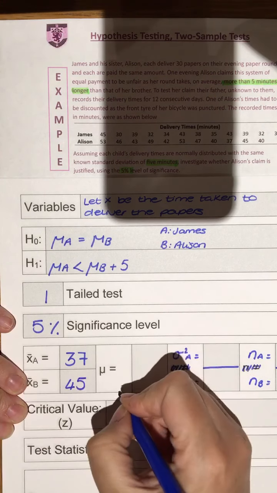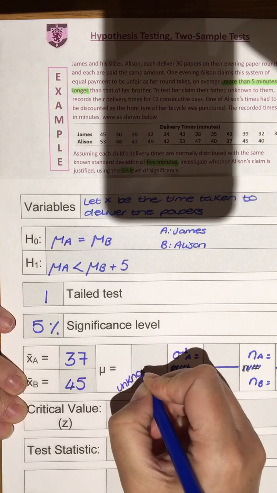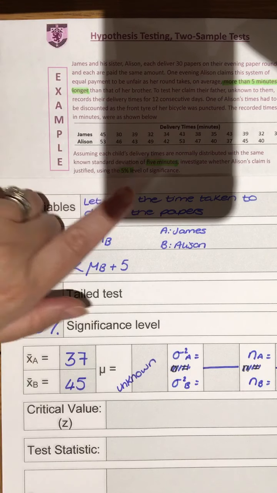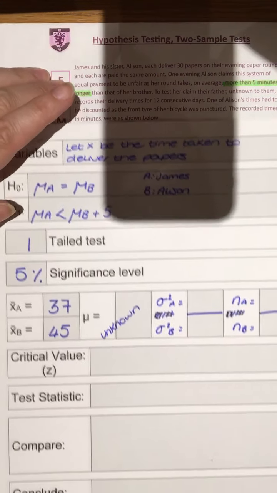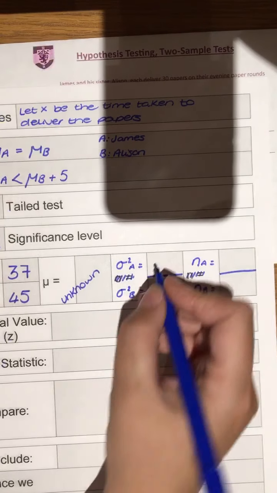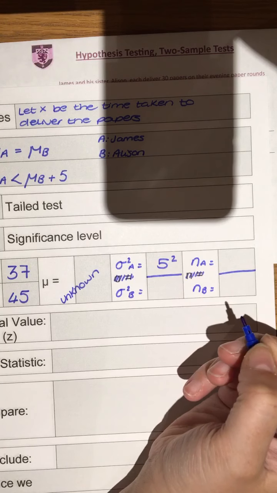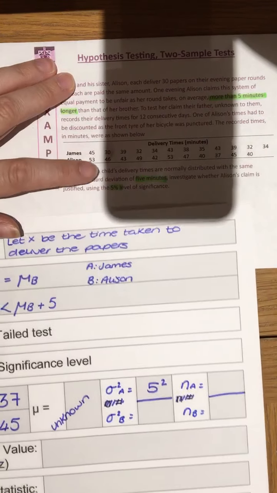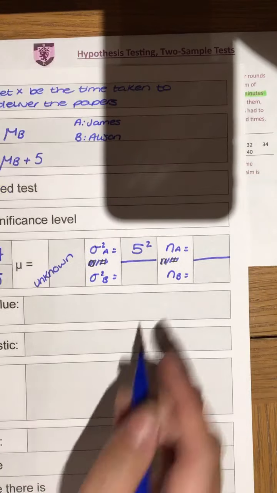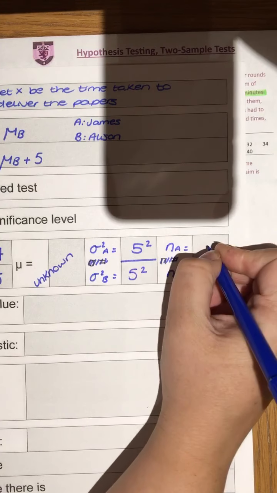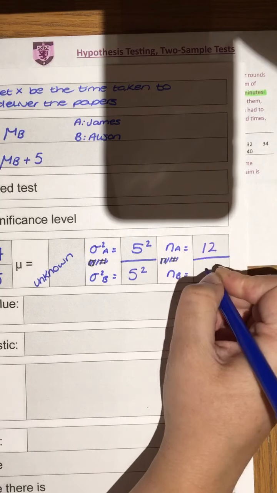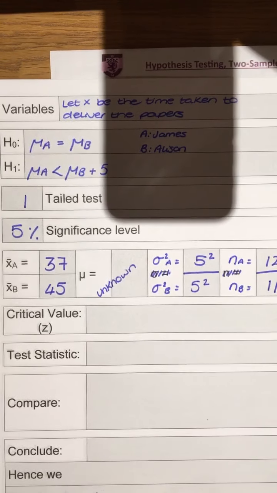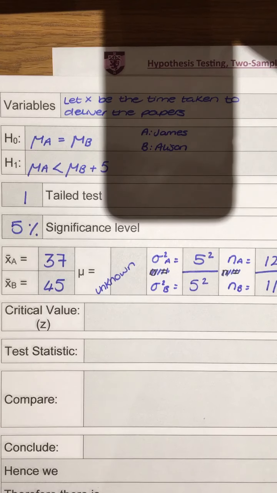Like we said before, mu is unknown, doesn't really matter, we don't need it for this. And my standard deviations, it said both of them had a standard deviation of 5, so I'm going to include that in there. Variance is 5 squared. If my standard deviation is 5, my variance is 5 squared, so it's really important to know the difference between those two. And there are 12 values for James and 11 values for Alison. So my critical value, I'm going to get back out table 4.